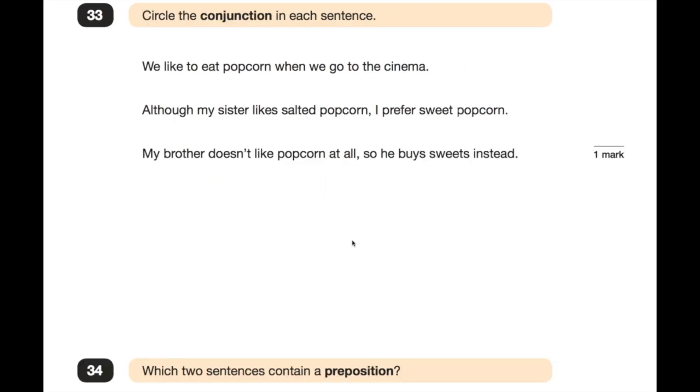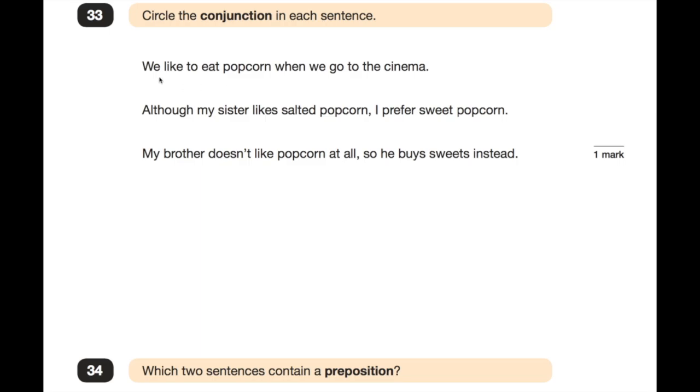Number 33, circle the conjunctions in each sentence. There's a handy acronym to remember again for subordinating conjunctions that I mentioned previously, A White Bus. There's also a useful one for coordinating conjunctions, which is FANBOYS. If you Google those and have a look, there's posters that you can print off if you need some help remembering.